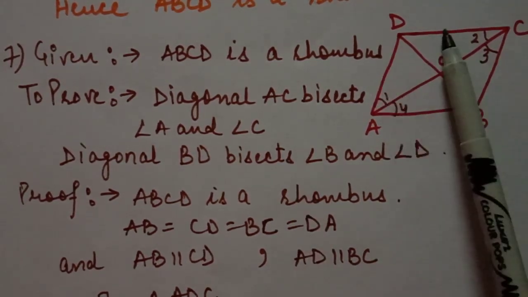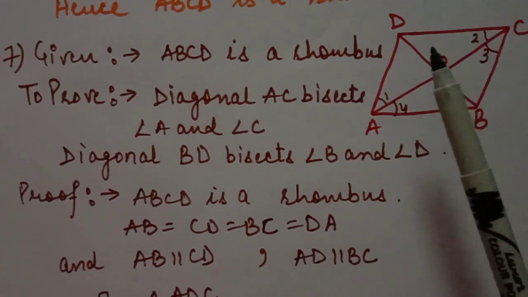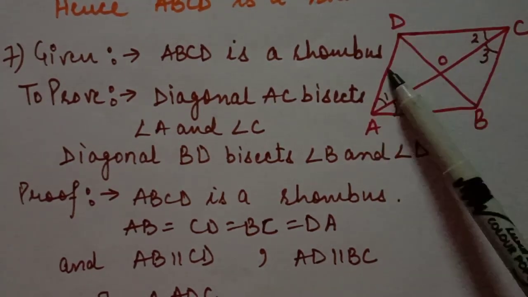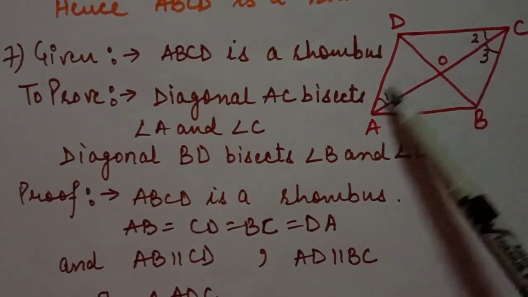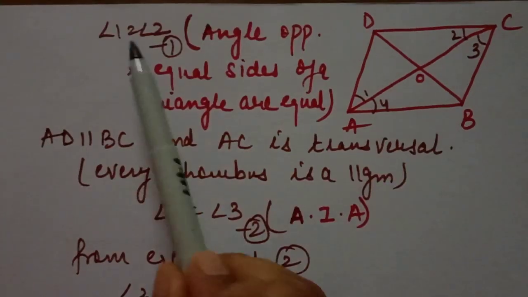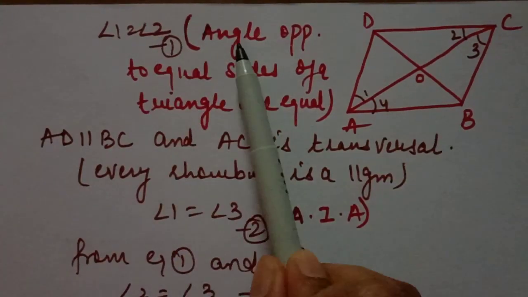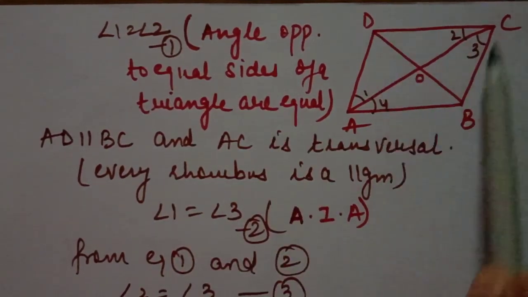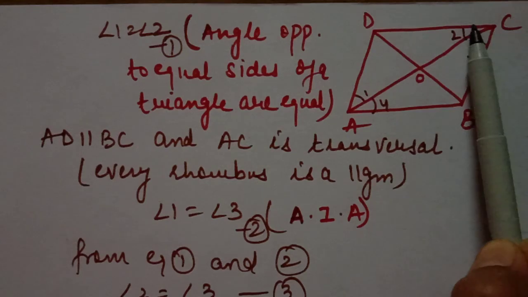If these two sides are equal to each other, then according to the chapter number 7's theorem, if in a triangle two sides are equal, then their opposite angles are also equal to each other. It means angle 1 and angle 2 are also equal to each other. Angles opposite to equal sides of a triangle are equal. In this triangle, 1 and 2 are equal to each other.